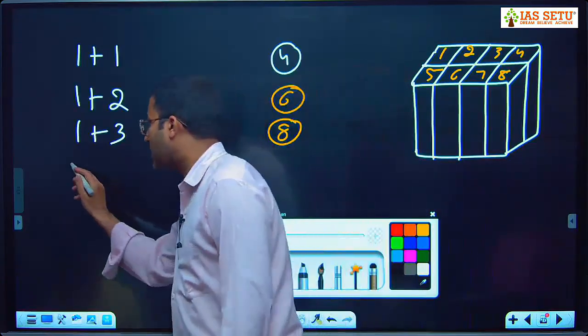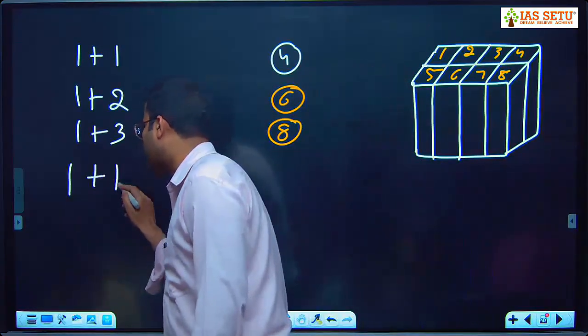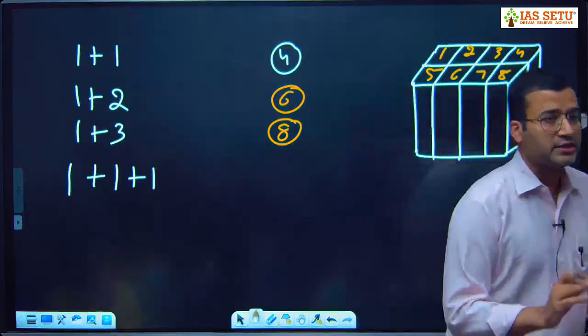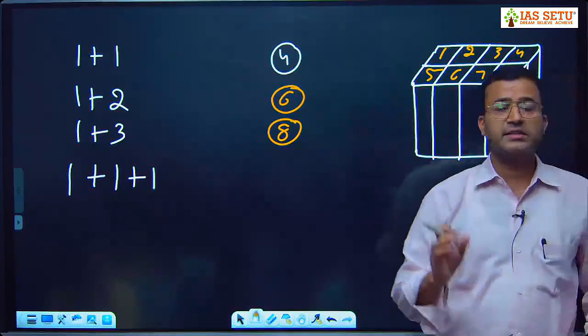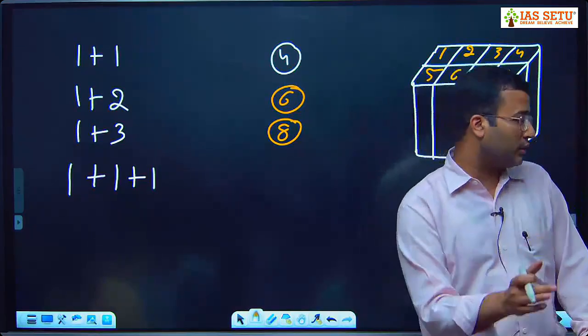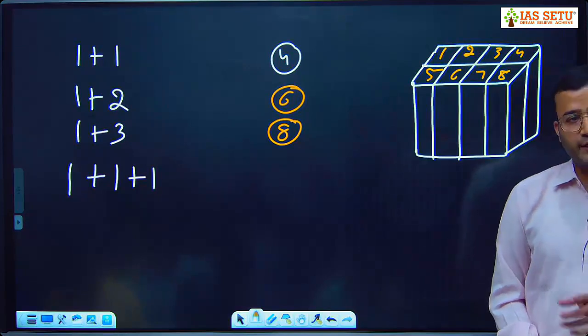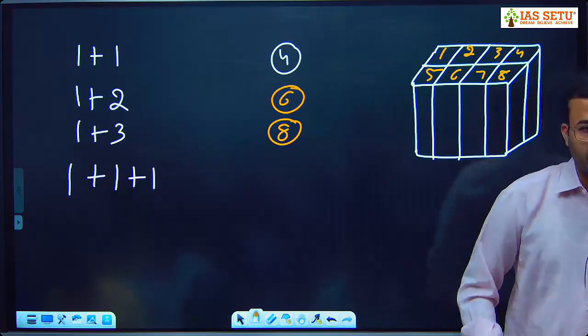Next I use all 3 axes. 1 plus 1 plus 1. I will tell you the 3 axes: X axis, Y axis, Z axis. 1 cut on the X axis, 1 cut on the Y axis, 1 cut on the Z axis. I will give you 3, 4 examples so that you can understand all 3 axes.